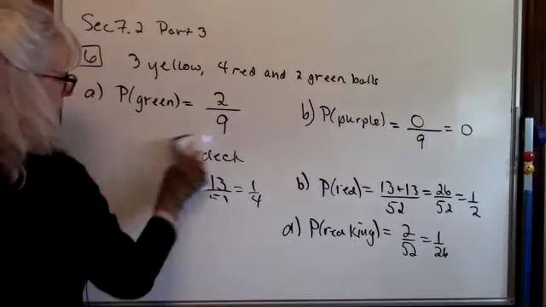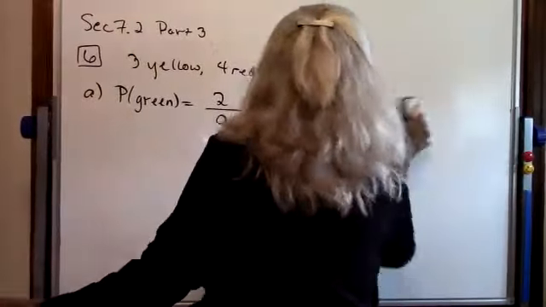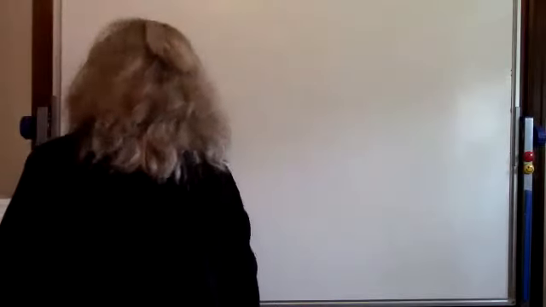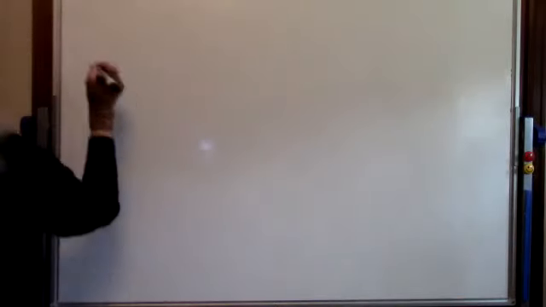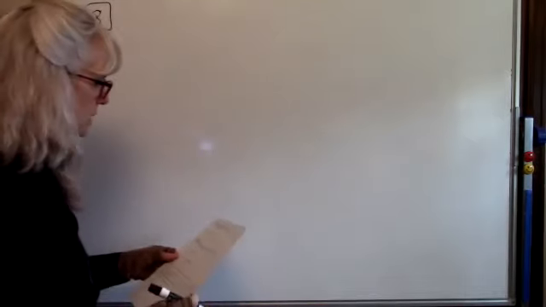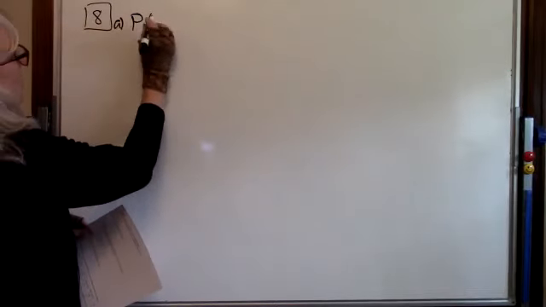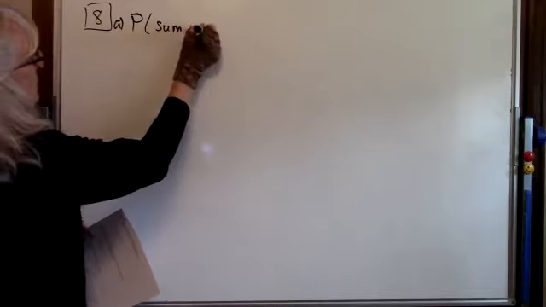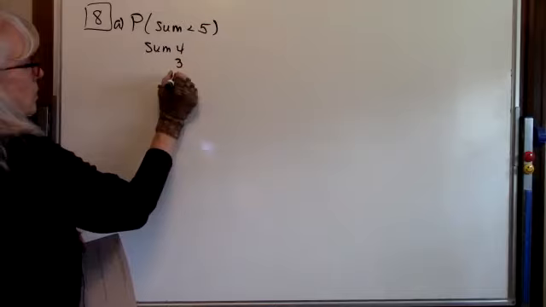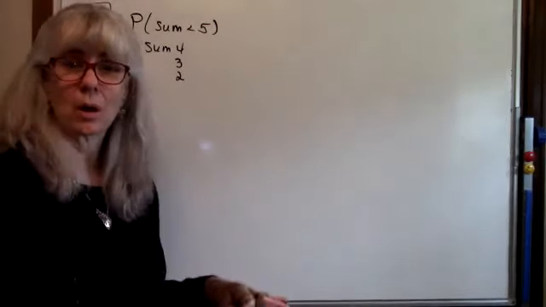Okay, our next example goes back to a pair of dice. This is example 8. It says a pair of fair dice is rolled. What's the probability that the sum is less than 5? So for part A, we want to find the probability that the sum is less than 5. So that means a sum of 4, a sum of 3, a sum of 2. I'm not going to list a sum of 1 because there's no way to get a sum of 1 when you're tossing a pair of dice.